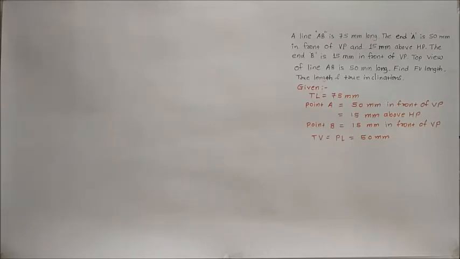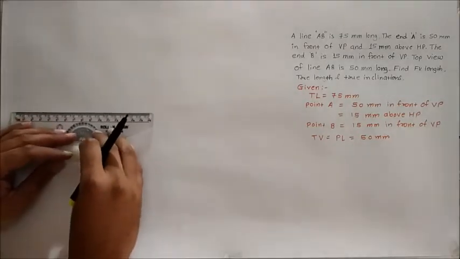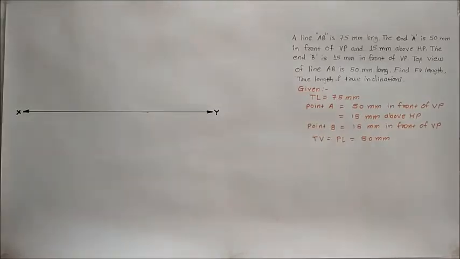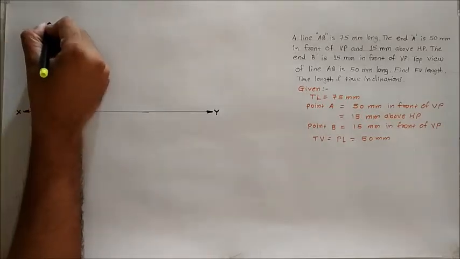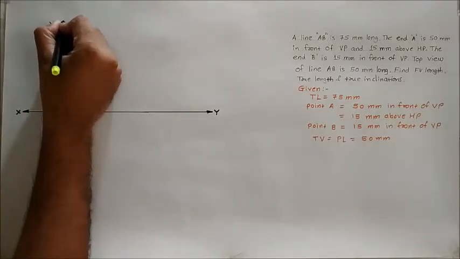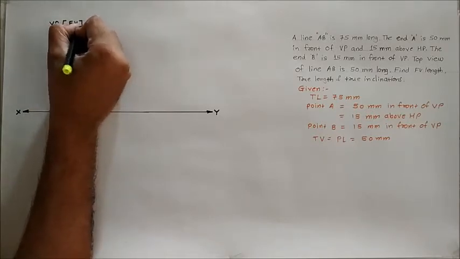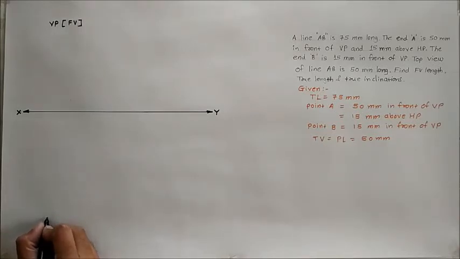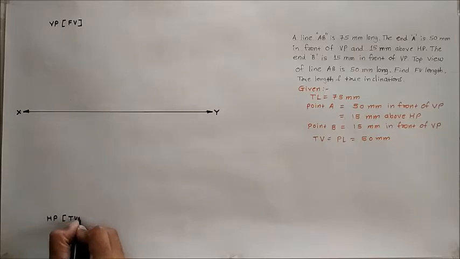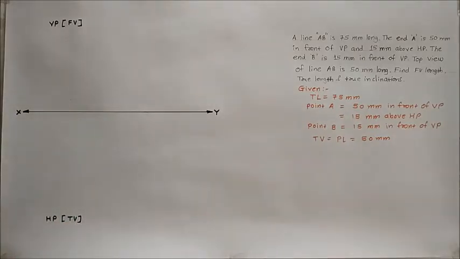For drawing the projection of the line, at first we have to draw the XY line. Then we will plot the point A in the front view as well as in the top view. Above the XY line, the vertical plane is visible, and in the vertical plane, the front view is visible. Below the XY line, the horizontal plane is visible. In the horizontal plane, the top view is visible.